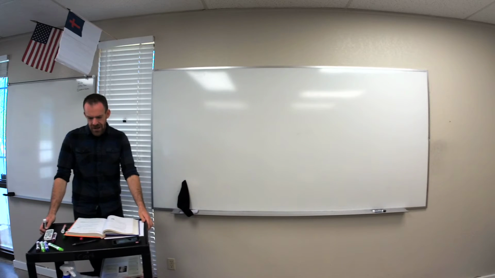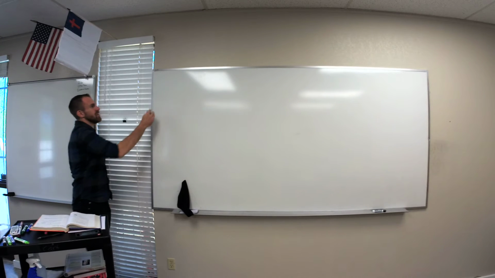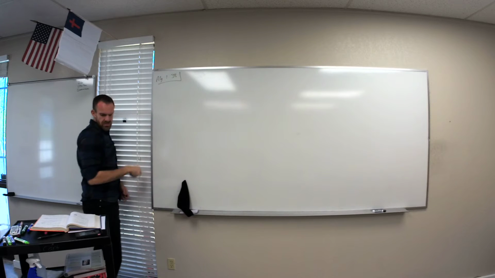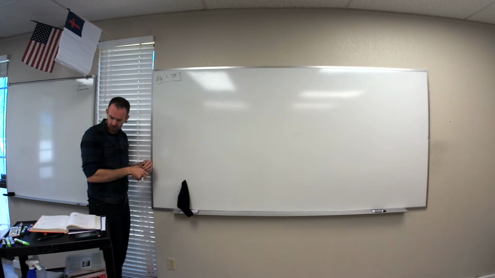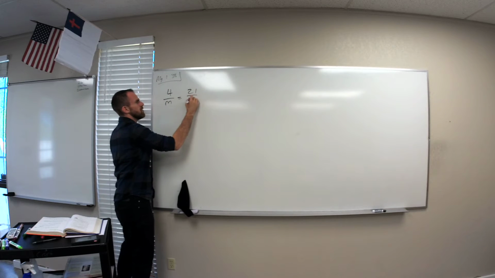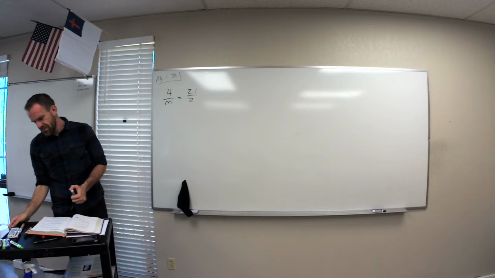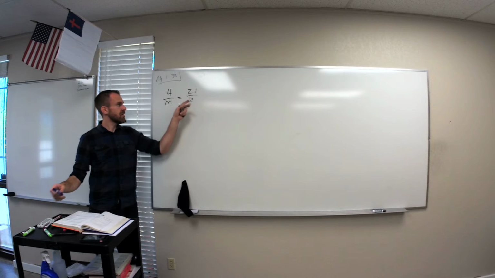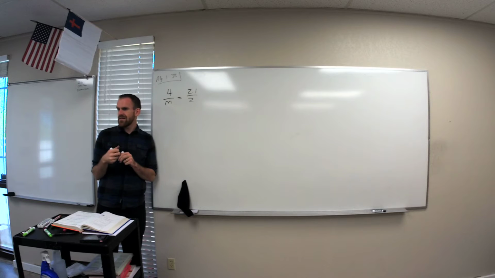Me again. So today we're going to solve ratio problems that look like this: 4 over m equals 21 over 2. How do we solve this? Step 1. We cannot cancel anything because nothing cancels vertically.